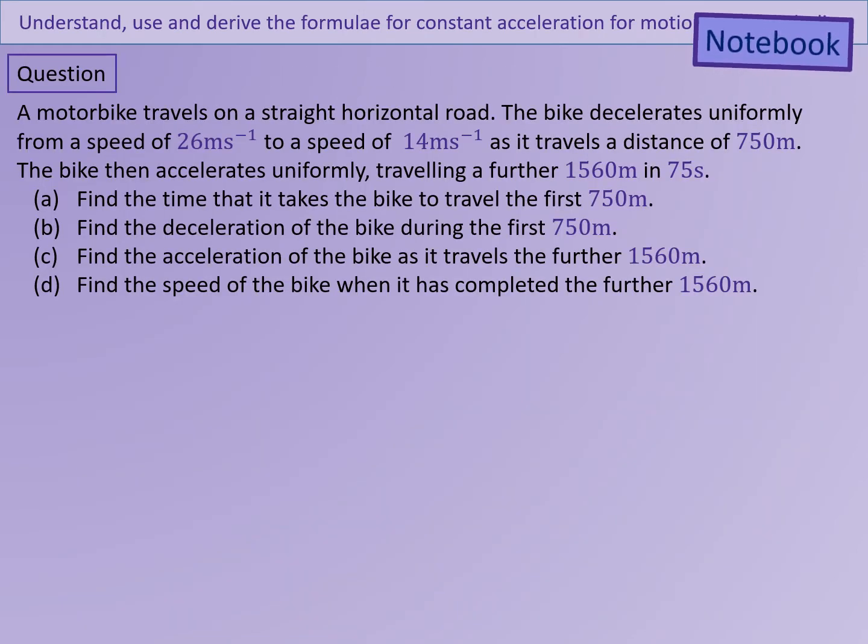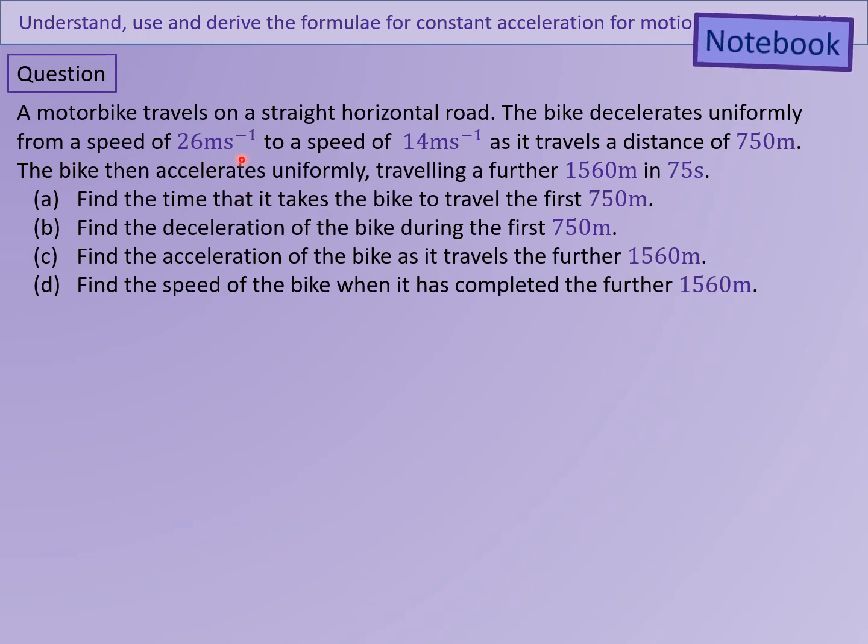Now we're going to apply this to a problem. So we've got a motorbike travelling in a straight horizontal line along a road. It's decelerating uniformly. Now uniformly is another word for constant. So if you see uniform here, you can assume that there is a constant acceleration. Decelerates tells us that the bike is slowing down. That means that the acceleration will be negative.